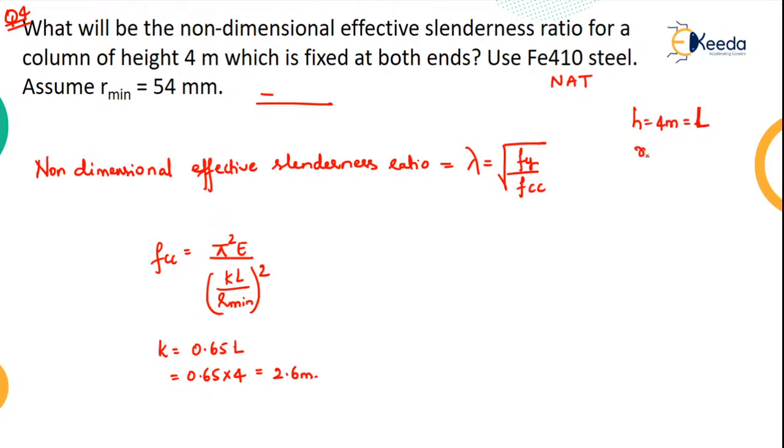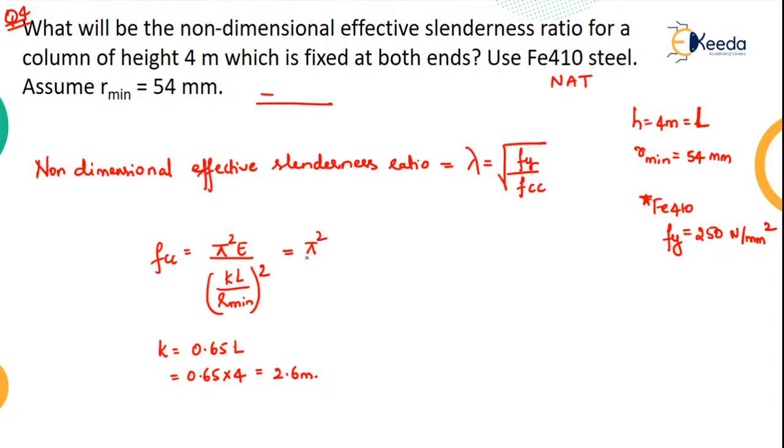Then r minimum is given in the question. Assume r minimum as 54 mm. Be careful with the calculation. They have given us to use the Fe415 steel. For Fe410 steel, your Fy will be equal to 250 Newton per mm square. Understood? So now you do the calculation. K is known for us, so let us substitute.